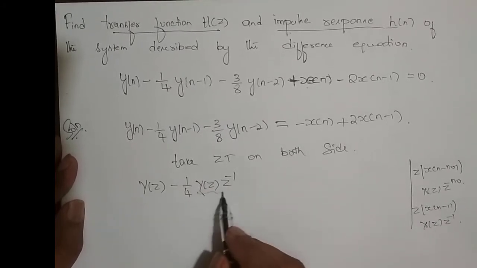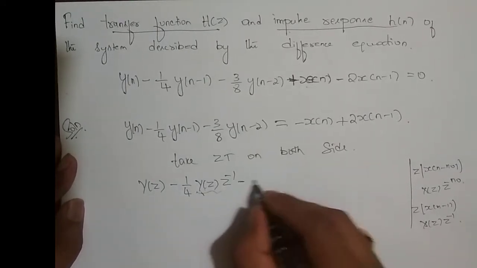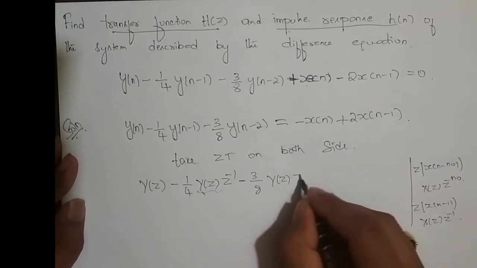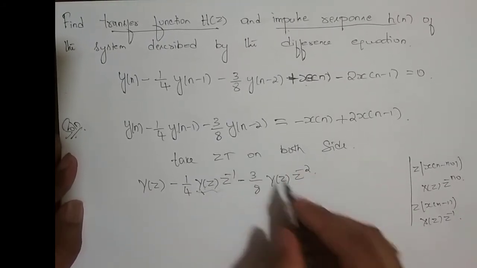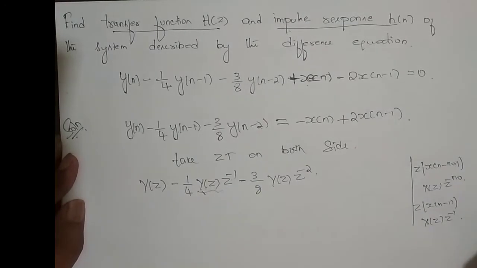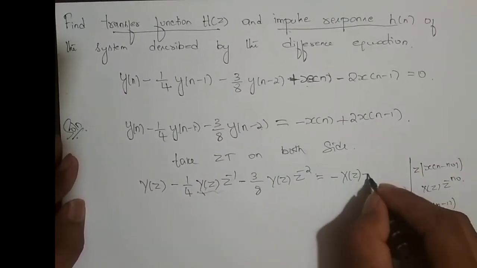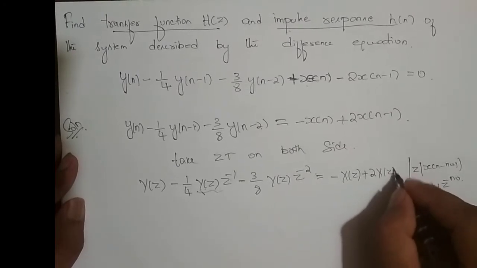That's what I did. The transform of y(n minus 1) is Y(z) into z power minus 1. So minus 3/8 into what? Y(z) into z power minus 2. Again time shift property. Here it is 1, here it is 2. So this is equal to minus of the transform of x(n), which is X(z), plus 2 into X(z) into z power minus 1.